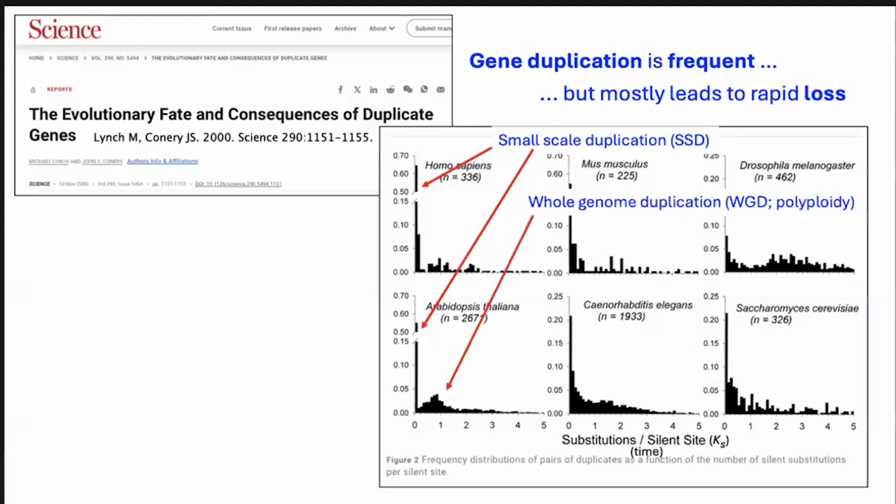But in the background, in some species, like Arabidopsis, is a secondary peak. And this peak occurs because genes duplicated a longer time ago, and then many were lost, but you still retain evidence of that whole genome duplication. That's the interpretation of that secondary peak.